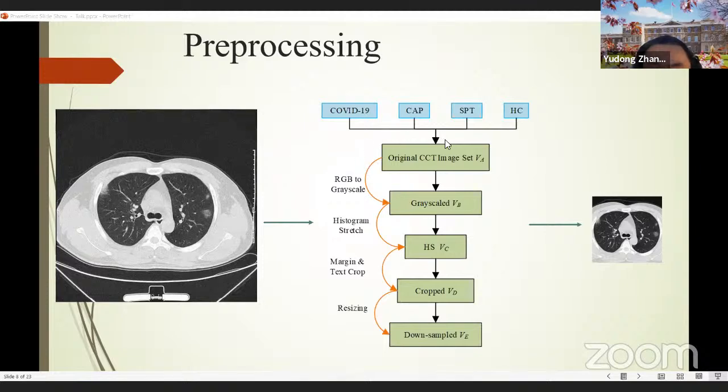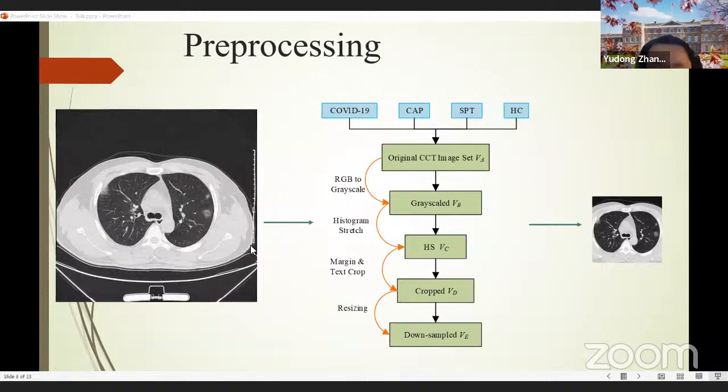You can see here, we first grayscale the RGB, red, green, blue images, and then we do what we call histogram stretching. This helps make the black even blacker and the white even whiter. You can think of it in an easy way. Then we need to crop the margins and remove the text. On the left corner, there is a checkup bed at the bottom, where the subject lies. And on the right side, there are some rulers. This does not help the diagnosis, so we remove it.